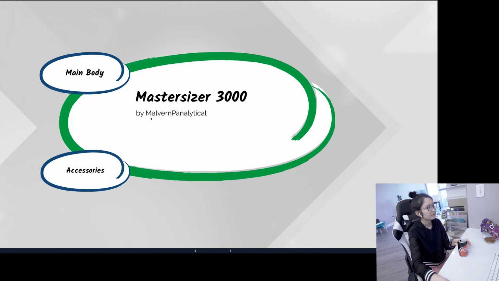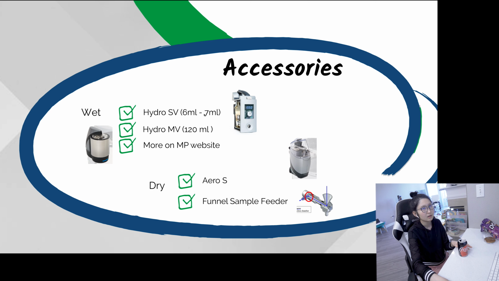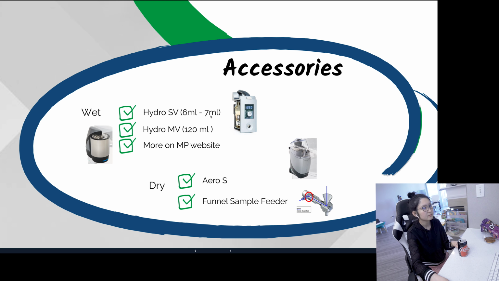And let's continue with Mastersizer accessories. So we have a wet system. We call it Hydro SV for measurement of a volume in this range. And this is the measurement volume, which is different from the sample volume, because in a lot of cases, you need to dilute the sample to be able to measure them. Yes, so that's the measurement volume.